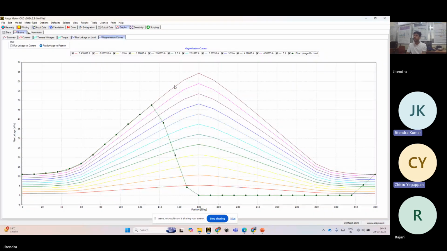Yes, sir, the magnetization curve. So this you must have seen in the lecture if you have followed the lecture. This is how, with the rotor position, the flux linkage varies, right? Yes, sir.